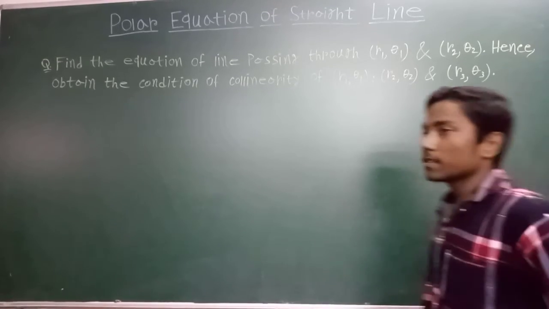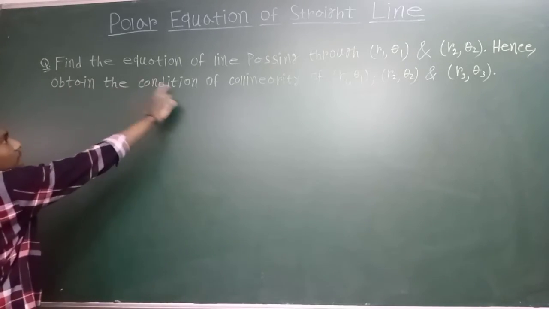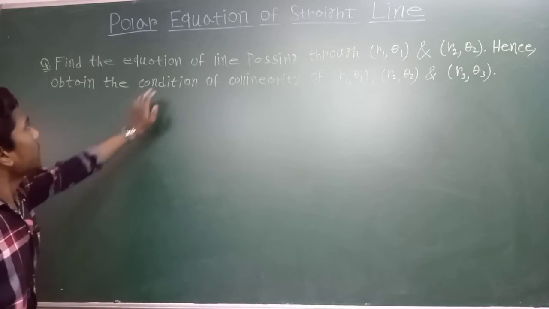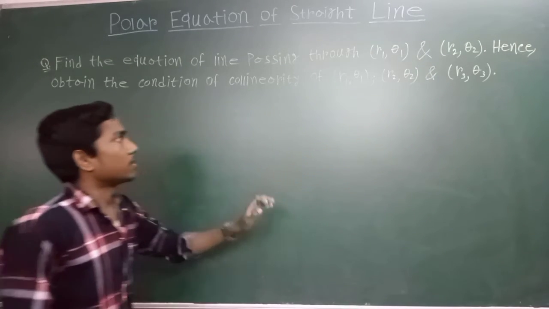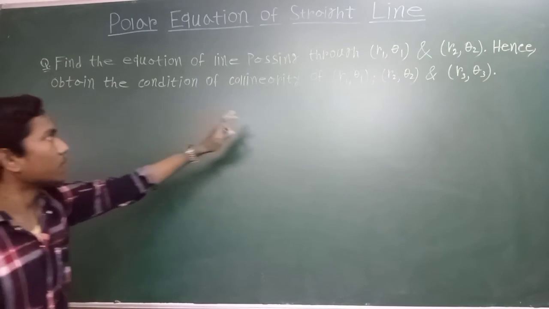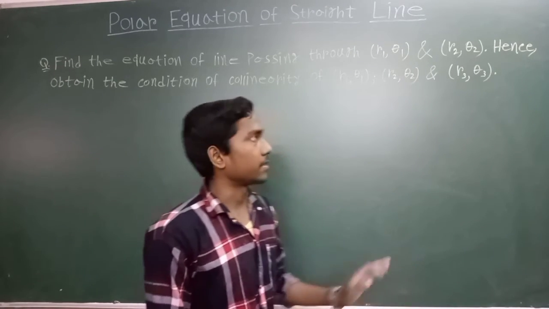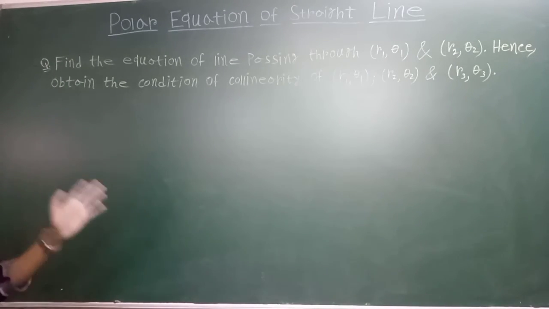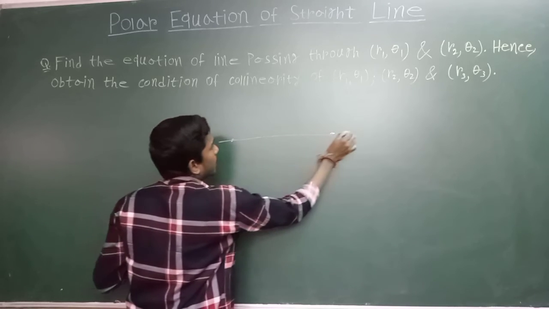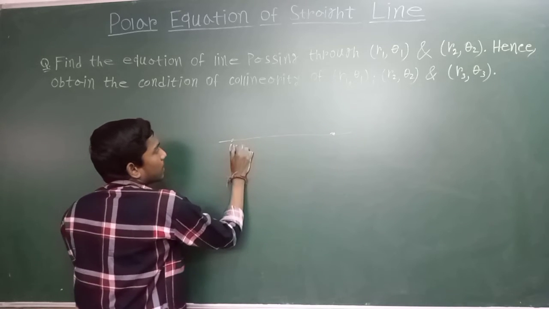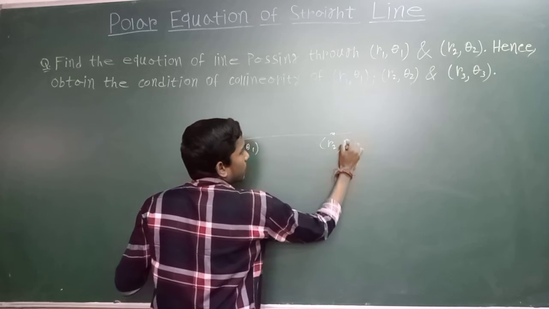Okay students, now we should solve a problem. Find the equation of the line passing through points r1 theta 1 and r2 theta 2. Hence obtain the condition of collinearity of r1 theta 1, r2 theta 2 and r3 theta 3. So basically we have to find a line which passes through two given points, r1 theta 1 and r2 theta 2.